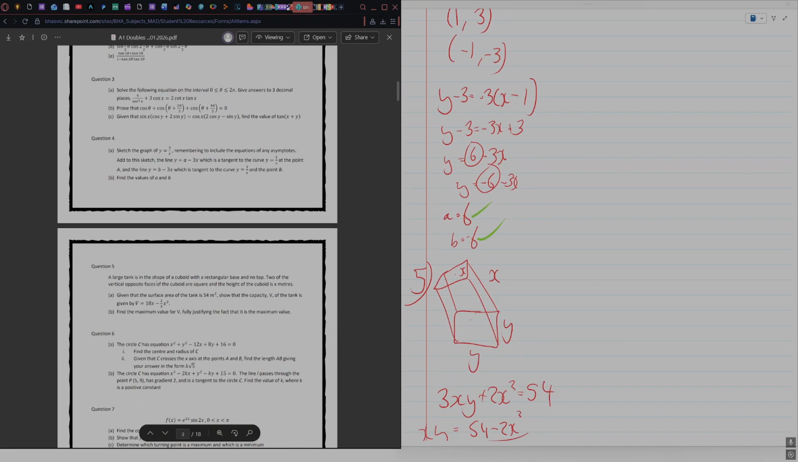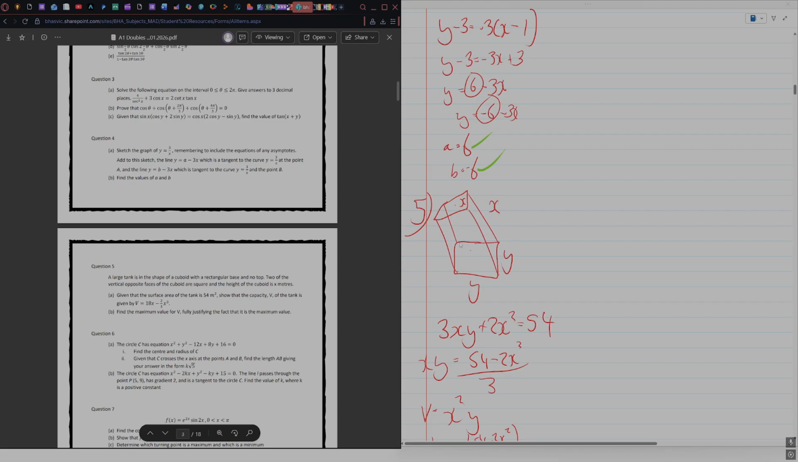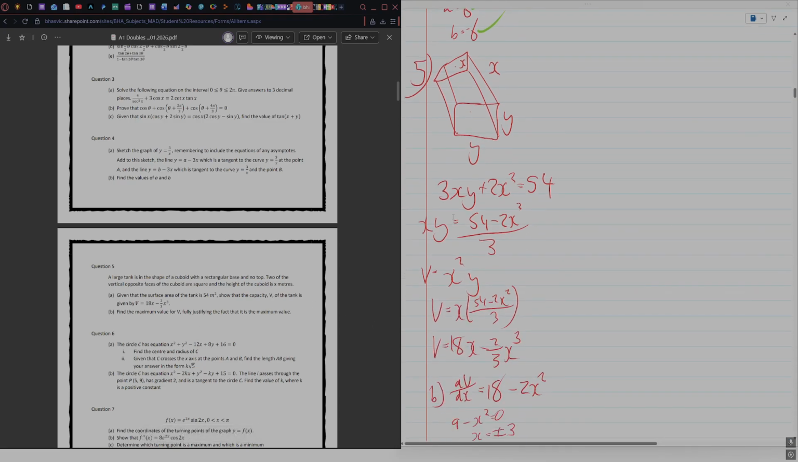Alright, this is a very annoying question because it didn't really tell you much. Because it's just optimization, obviously, but the information they gave you is pretty misleading. So you had to say that these two are y, and then this horizontal one is x, not this one. So 3xy plus 2x squared, so not 4xy because there's not a top. There's no top here. And all that equals 54 because the surface area is 54. And then after that, it's just normal optimization.